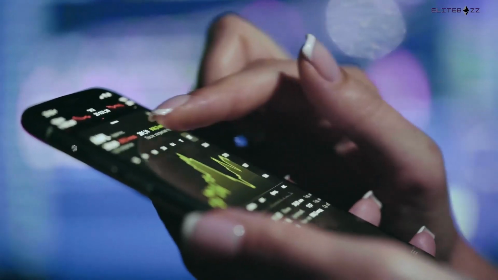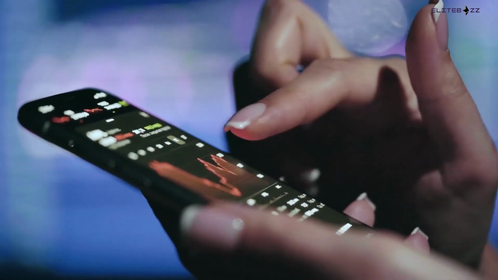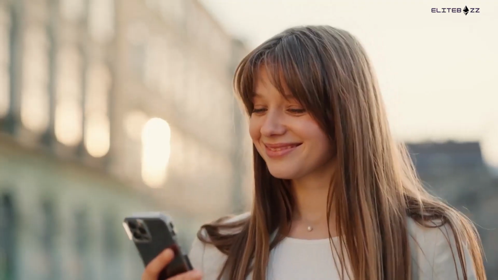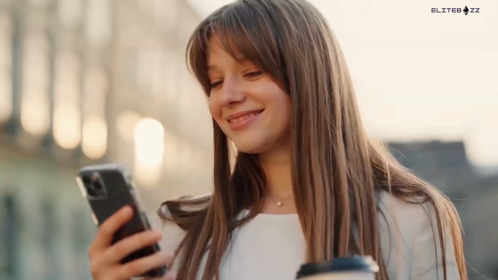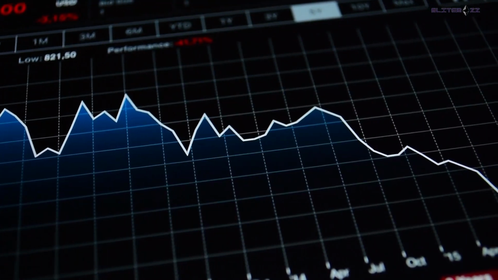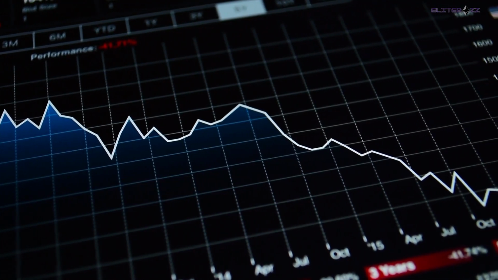If you're aiming to increase your daily rewards, it's essential to focus on raising the dollar cap value. To achieve this, you need to increase your total stake, and to increase the total stake, the auto stake setting must be turned on. It follows a simple progression: higher total stake, higher dollar cap, higher daily rewards. Remember, to achieve exponential growth in total stake and increase the dollar cap value, the auto stake setting must be turned on. There's a noticeable difference in growth rates between the total stake, exponential, and the dollar cap value, linear.